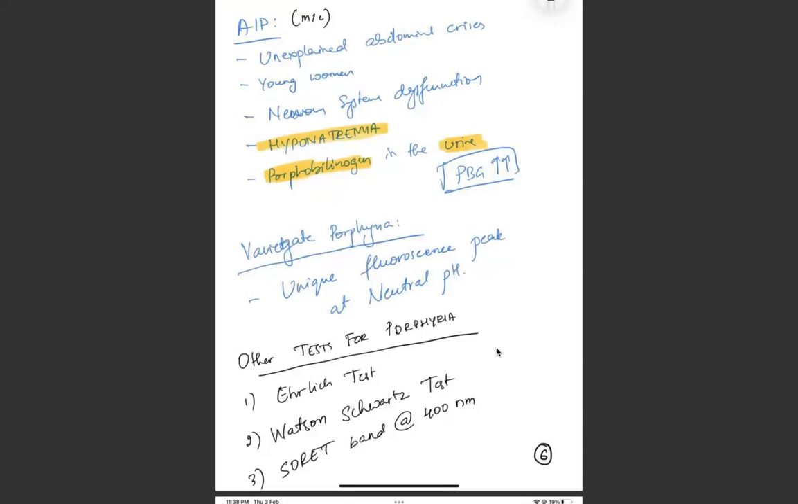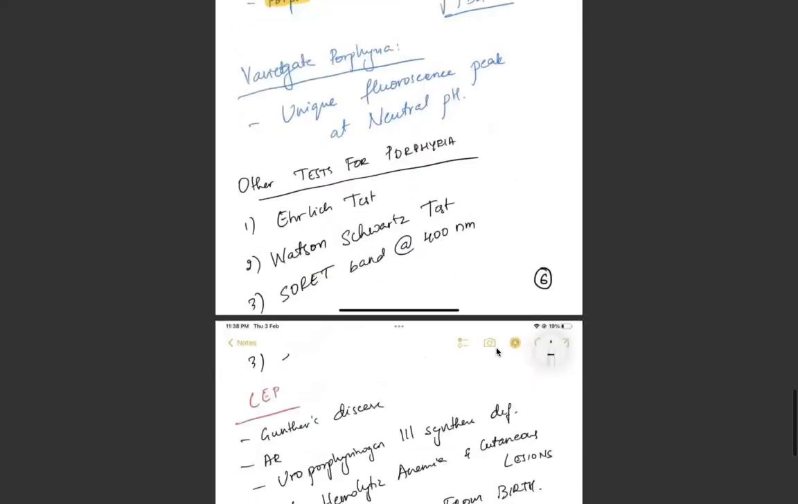Lastly, congenital erythropoietic porphyria, also called Gunther's disease. It is autosomal recessive, and it is characterized by uroporphyrinogen III synthase deficiency. It manifests early, at the onset of birth. It is the porphyria associated with hemolytic anemia and cutaneous lesions. So it is the condition which presents from birth, and it is usually associated with non-immune hydrops fetalis.